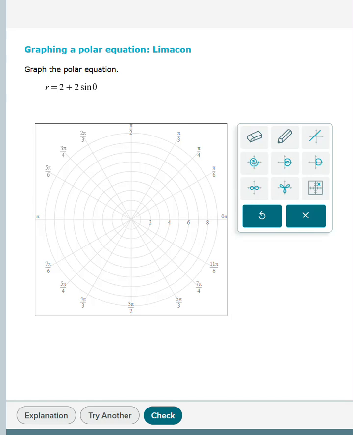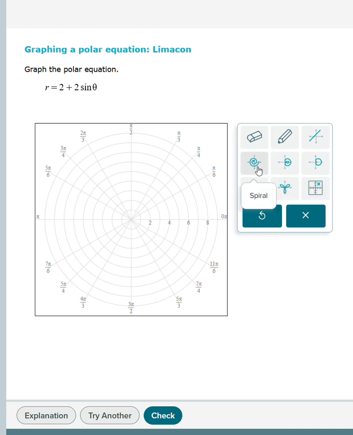Here's how I would graph a polar equation in ALEKS. This first one is a limacon. Technically, if we look at this first equation they give us, it is a cardioid because the two numbers are the same. So it's a plus a sine theta. So you're going to look through the graphs they have.